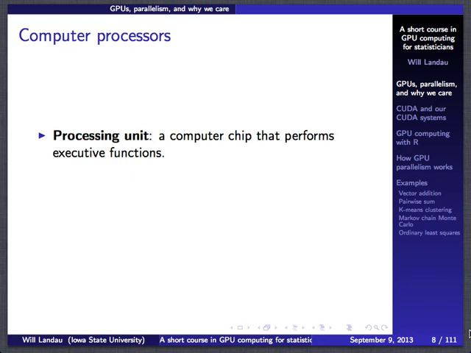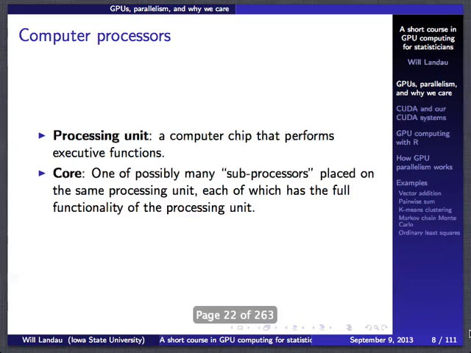Now I'm going to get into a little bit of the hardware behind GPUs. And it's important to understand a little bit about this to understand not only how to code this, but the limitations of your code, how far you can push this GPU parallelism paradigm. So a processing unit is a computer chip that performs executive functions. A core is one of possibly many subprocessors placed in the same processing chip. It used to be that a processing unit and a core were the same thing, but with the advent of CPU parallelism, each processor was actually divided into multiple processors that were all nested together on the motherboard.